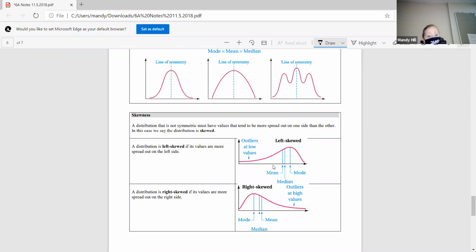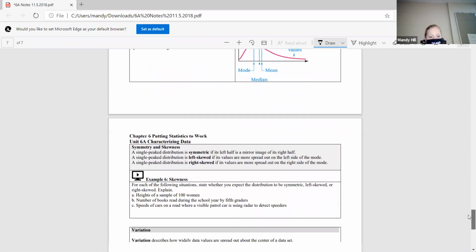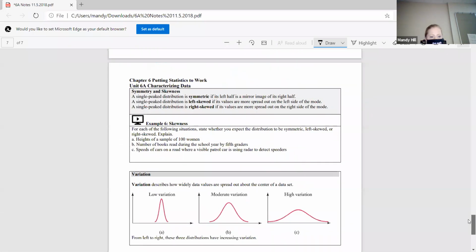Okay. This is one of those things where we probably have more information on this side and it's pushed farther this way. We have less information on the lower end. It's pushed this way. Okay. So for each of the following, we looked at pictures and talked about these definitions right here, but it says for each of the following situations, state whether you expect the distribution to be symmetric, left skewed, or right skewed, and explain why.